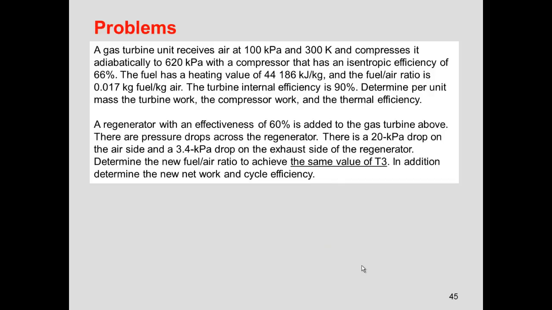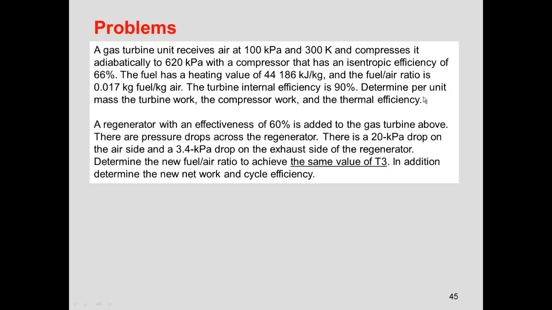We have a gas turbine unit that receives air at 100 kilopascal and 300 Kelvin and compresses it adiabatically to 620 kilopascal with a compressor that has an isentropic efficiency of 66%. The fuel that we are going to inject is 44,186 kilojoules per kilogram, and we are going to introduce the concept of fuel-air ratio or air-fuel ratio. We are going to work both, but the fuel-air ratio is 0.017 kilograms of fuel per kilogram of air. The turbine internal efficiency is 90%.